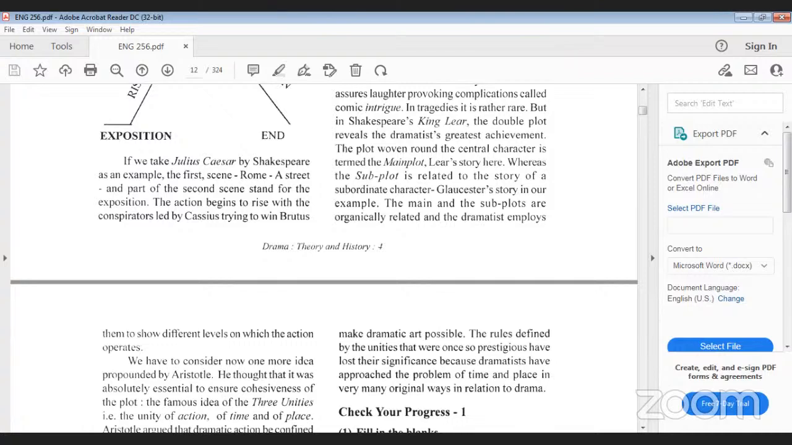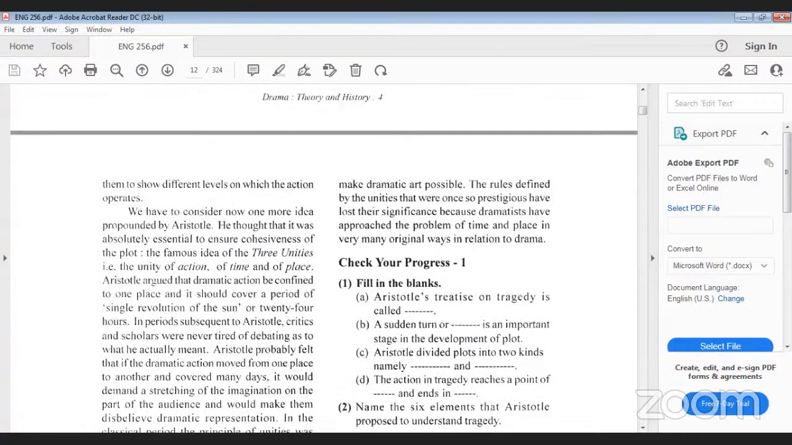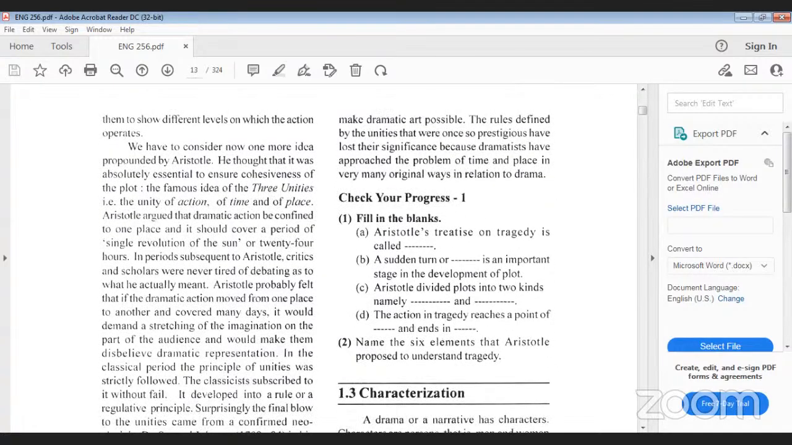The plot woven around the central characters is termed the main plot, Lear's story here, whereas the subplot is related to the story of a subordinate character. Gloucester's story is our example. The main and the subplots are originally related, and the dramatist employs them to show different levels at which the action operates. We have to consider now one more idea pronounced by Aristotle.